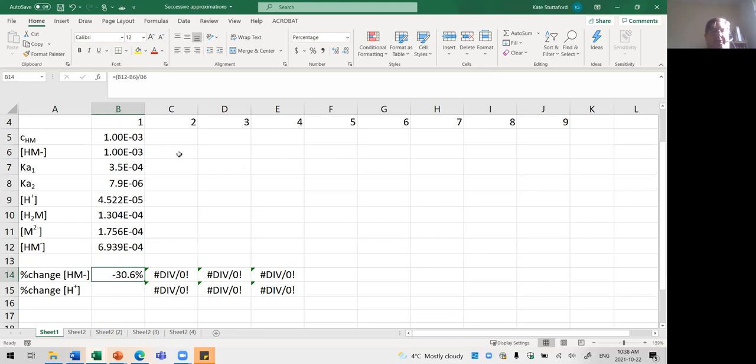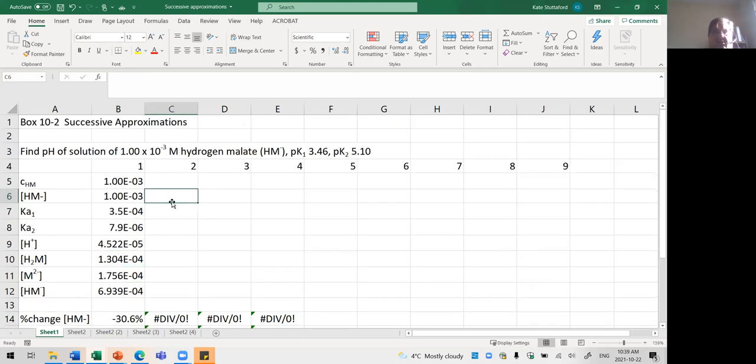So then what we do is we say, okay, maybe this number is a better assumption for the HM minus than the one that we started with, the 1 times 10 to the minus 3, if we take it down to 6.9 times 10 to the minus 4. So in this cell, because I'm going to copy these formulas over, I'm going to say that now that is equal to the HM minus we calculated in our first approximation. Ka and Kb will stay the same. I'm going to copy the rest of these over.